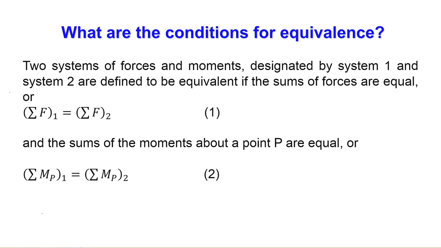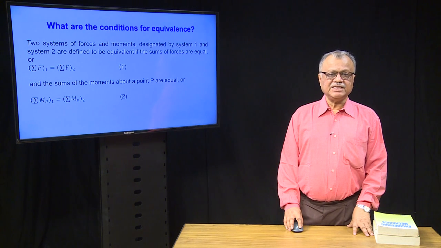So, M P denotes the moments about P. The summation of all the moments about the point P for system 1 is equal to the sum of all the moments about the point P for system 2; these are equal. If these two conditions are satisfied, then only can we say that these two systems are equivalent.